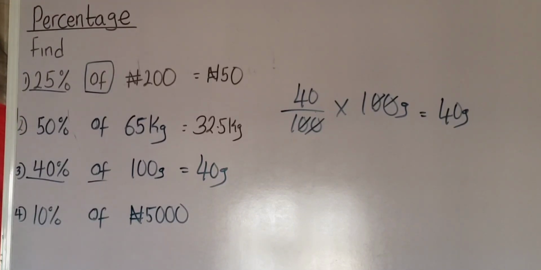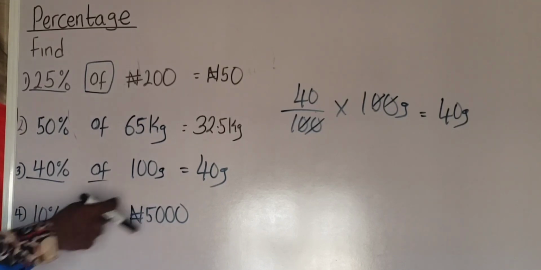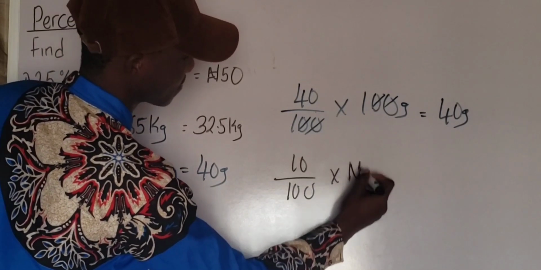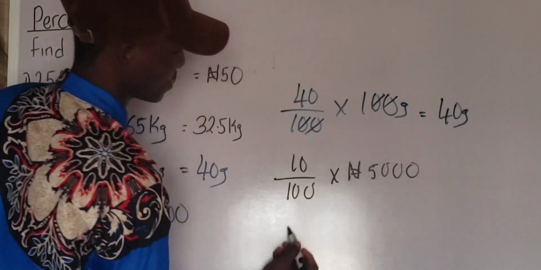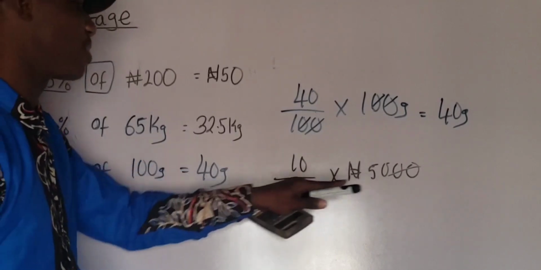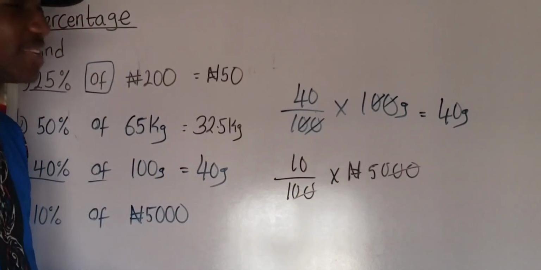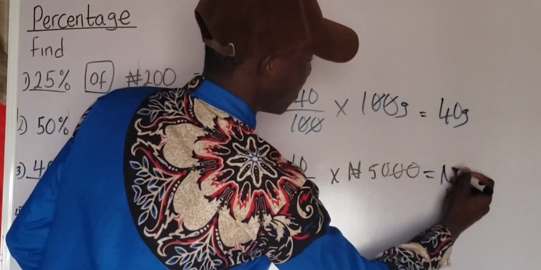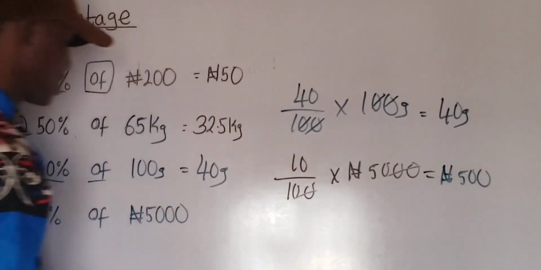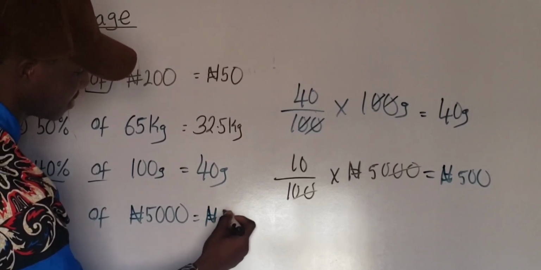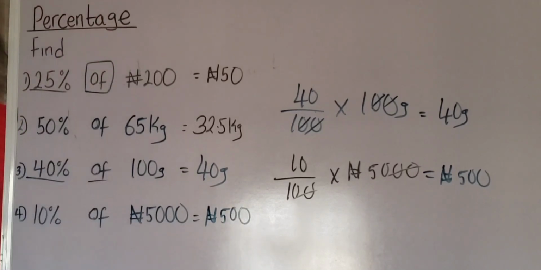10% of 5,000 naira. That will be 10 all over 100 multiplied by 5,000 naira. So this double 0 can cancel this double 0. Now we have left what? 50 naira. 50 naira multiplied by 10, that is what? 500 naira. Let me put the naira. Always remember the unit, okay? 500 naira. So that is the 10% of 5,000 naira. So that's the answer.